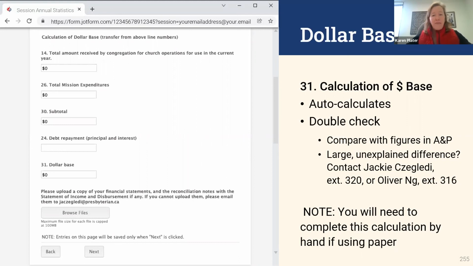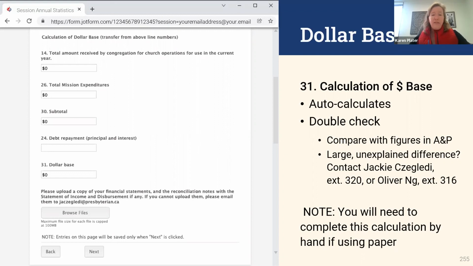So once you have the dollar base, you'll see that there's a little button where you can upload a copy of your financial statements and any reconciliation notes that you have with your statement of income and disbursement. If you can't upload them, please email them to Jackie. You could take a picture with your phone, just anything, so that if we look through and we're wondering, what does this number mean? we can look back at the financial statements and compare it with you.